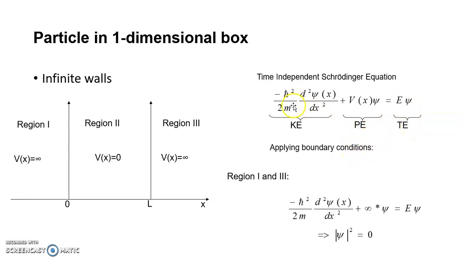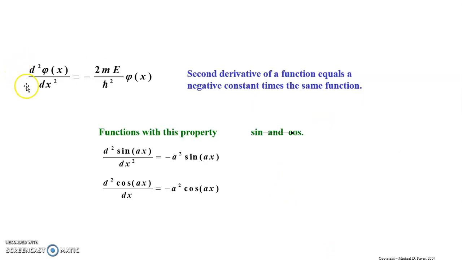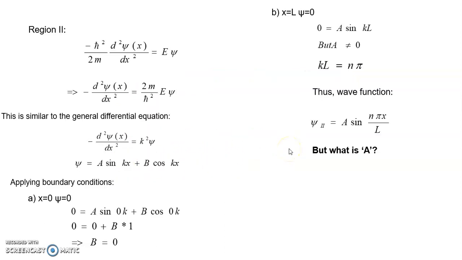So applying boundary conditions here, for regions 1 and 3, you will get this: minus h cross square by 2m d square psi x by dx square. Here the potential energy for regions 1 and 3 is infinite. So psi is 0, and you know the probability density is equal to 0. So this is the second derivative of the function equal to a negative constant times the same function. The functions with these properties are sine function and cos function.